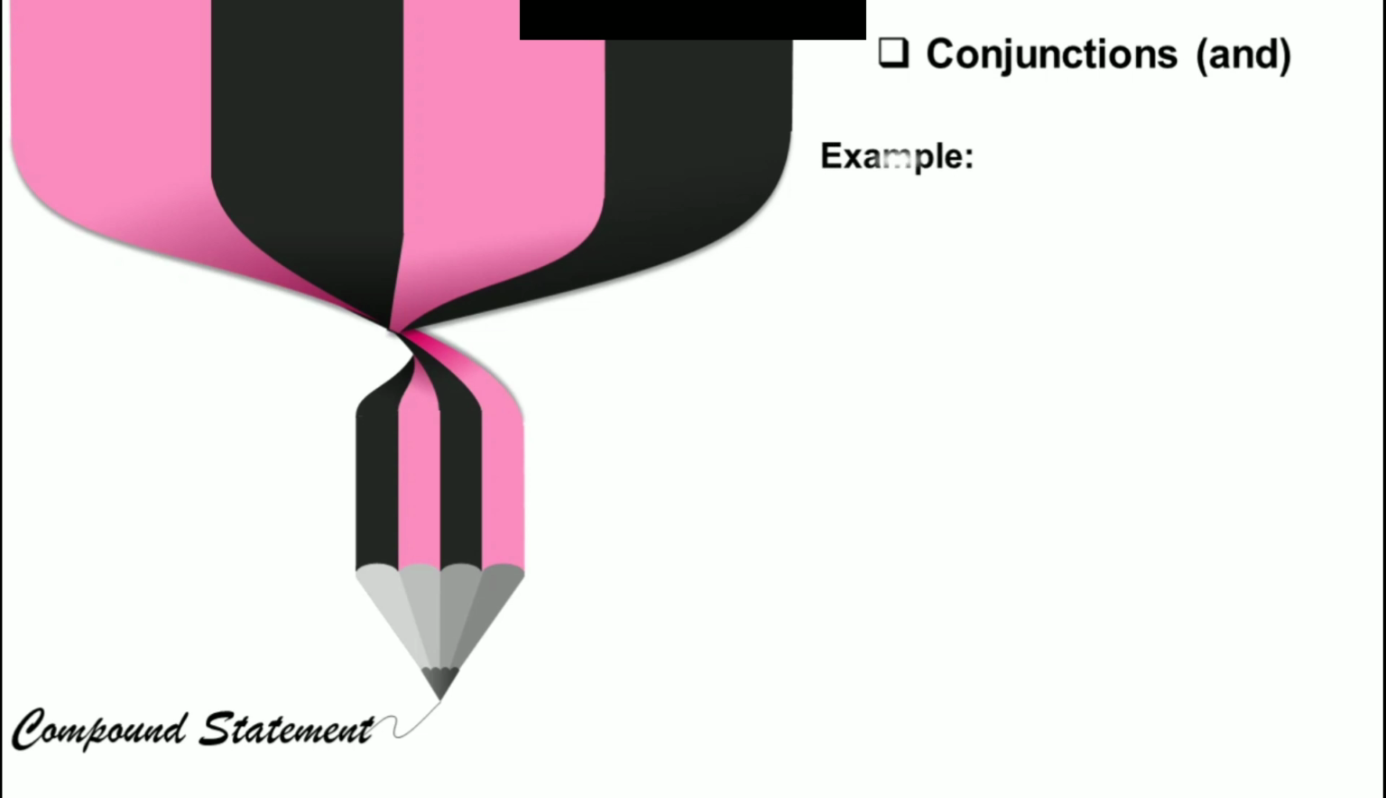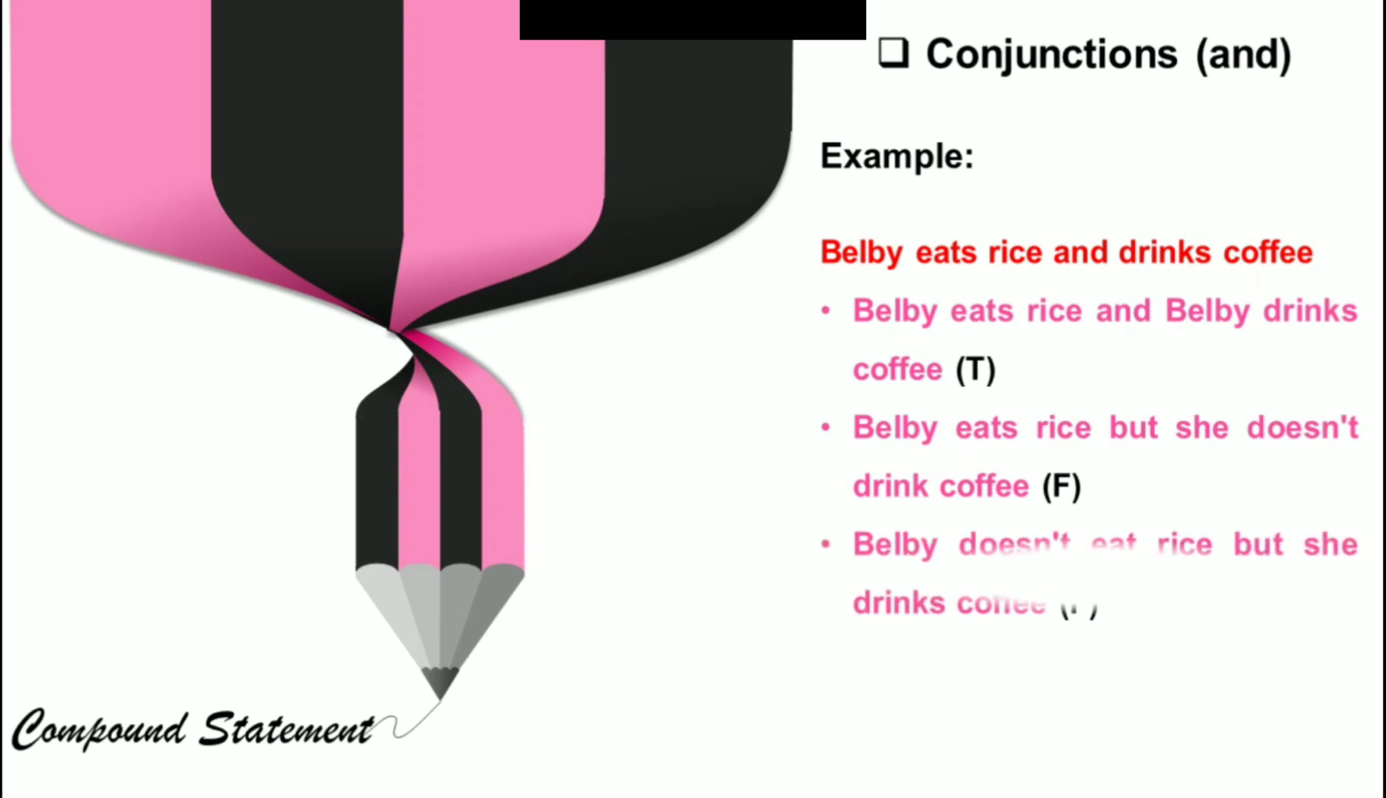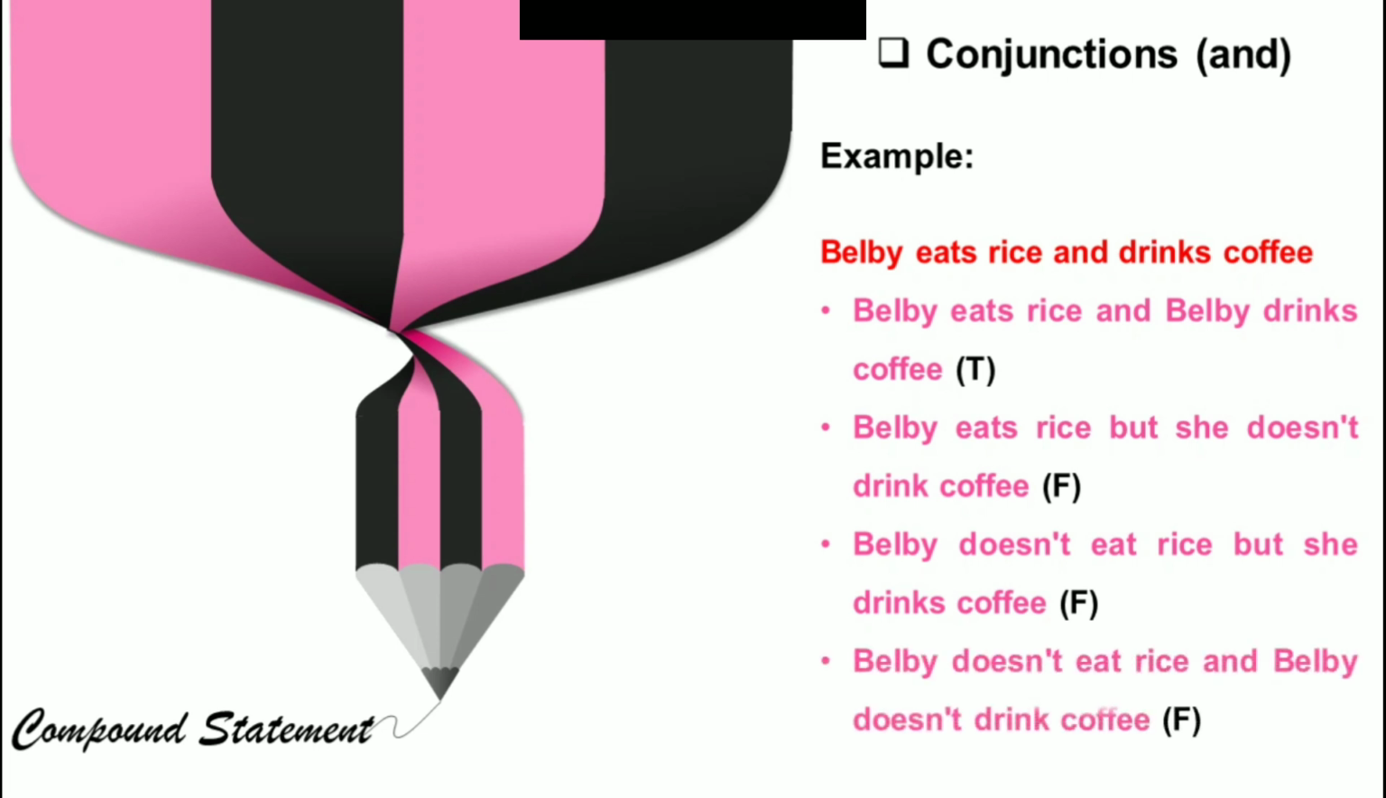This is an example. Belby eats rice and drinks coffee. Then how many sentences are there? Belby eats rice and Belby drinks coffee. Belby eats rice, but she didn't drink coffee. Belby doesn't eat rice, but she drinks coffee. Belby doesn't eat rice and Belby doesn't drink coffee. The top one is true. Then the sentences underneath, 2, 3, and 4, are incorrect sentences.